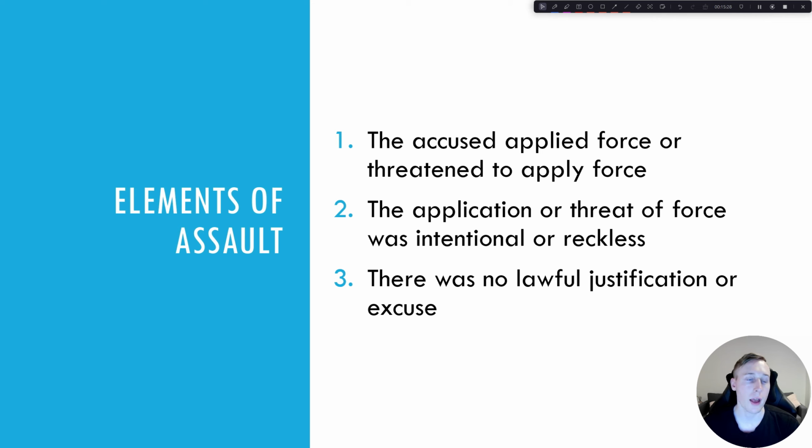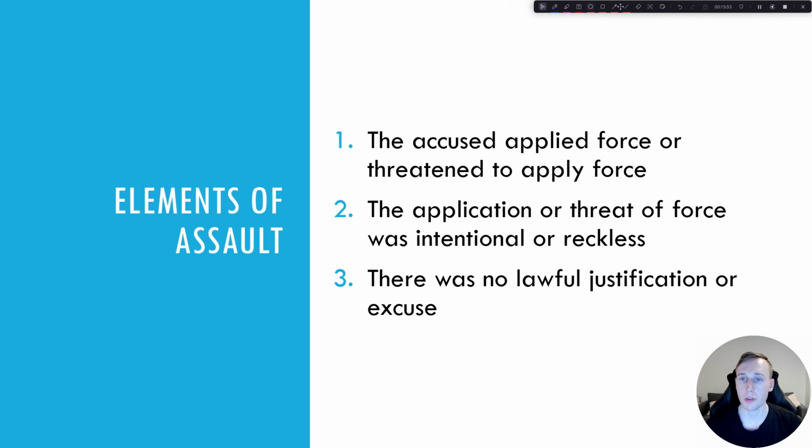The first element of assault is that the accused applied force or threatened to apply force. What that means is if they applied force, they have punched someone in the face. Or if they threatened to apply force, that means they're saying, I'm going to hit you or I'm going to hurt you, for example. That's the first thing that needs to be there. The second thing is that the application or threat of force was intentional or reckless.